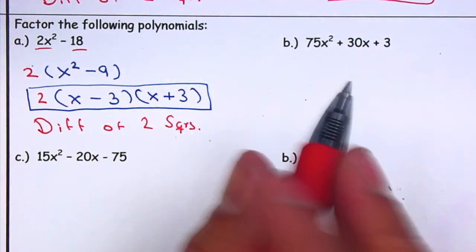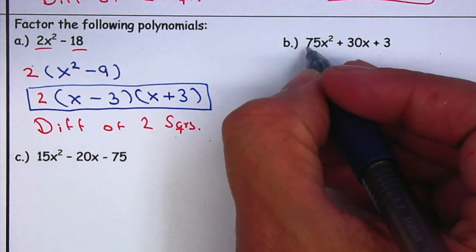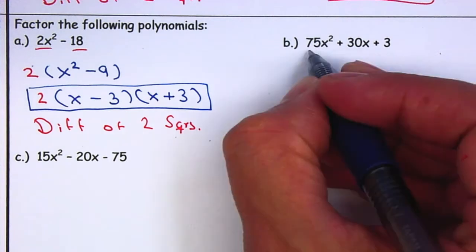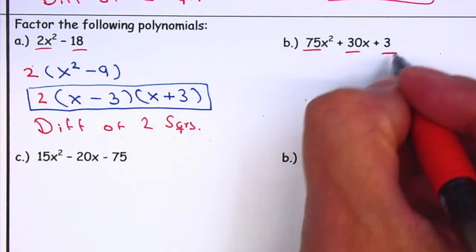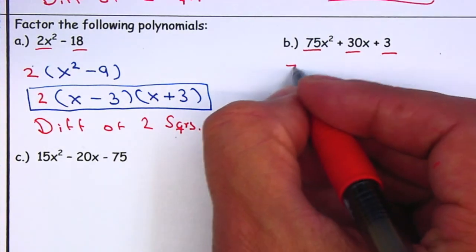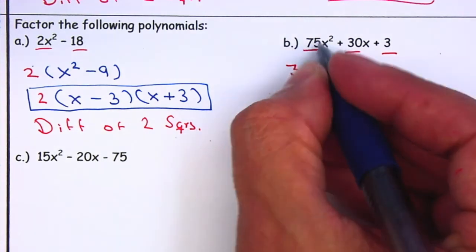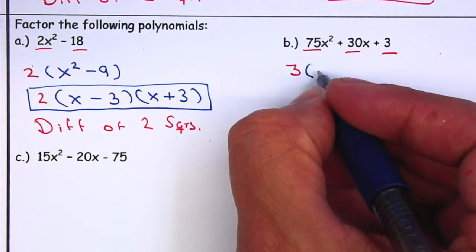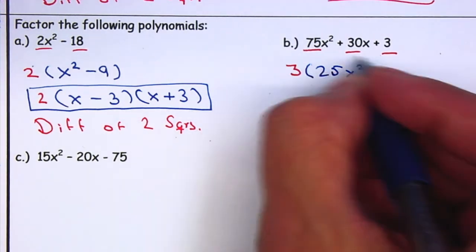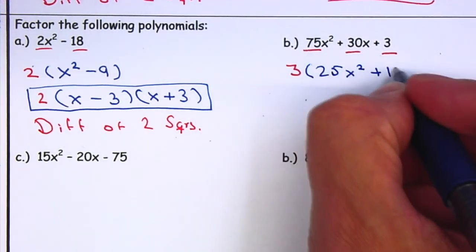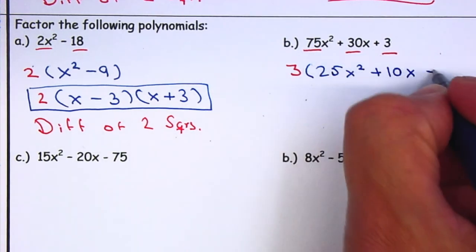Let's try letter B. On letter B, we're going to take first the common factor. Take out the common factors. You need to think. What number divides 75, 30, and 3? I'm going to factor out 3. What's left? What do you need to multiply 3 by to get 75x squared? Correct. 25x squared. What do you need to multiply 3 by to get positive 30? It will be positive 10x. What do I need to multiply 3 by to get positive 3? It will be positive 1.